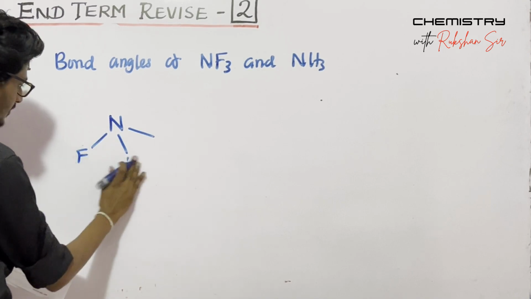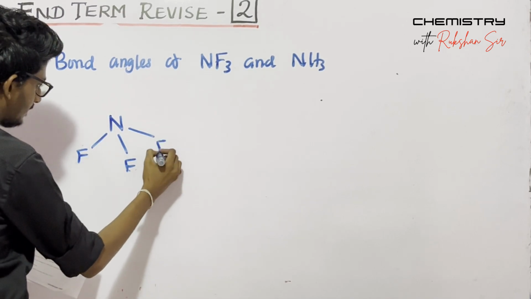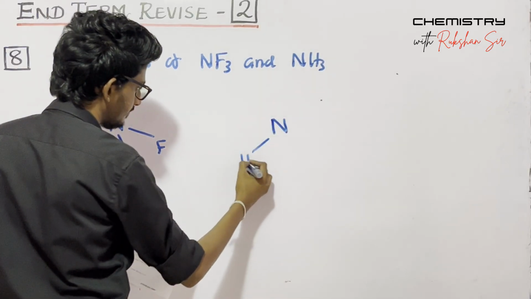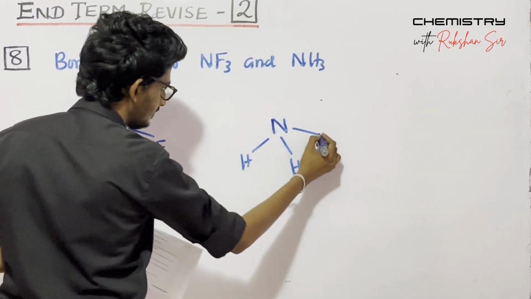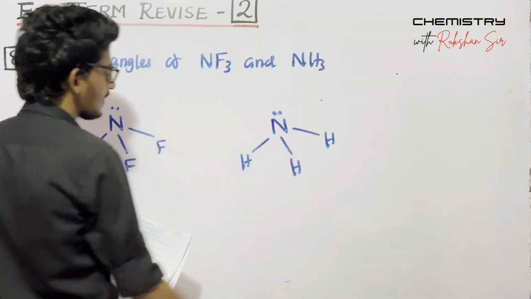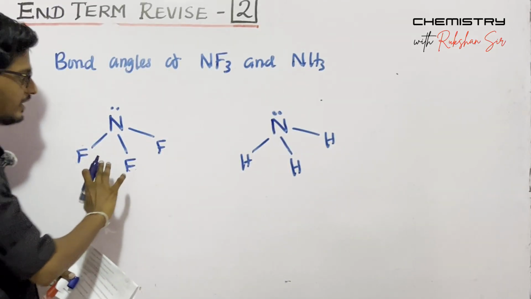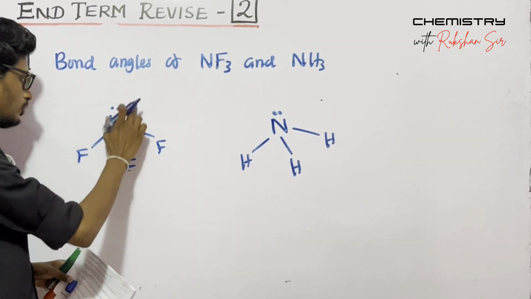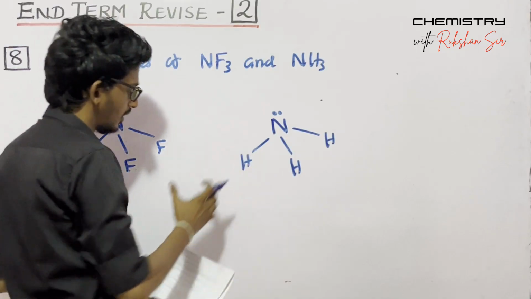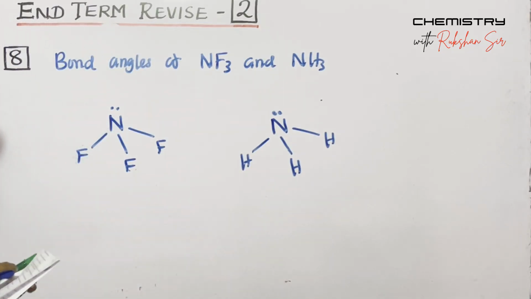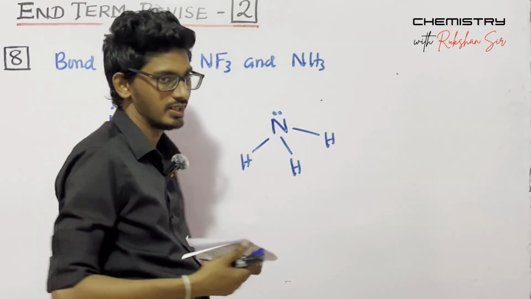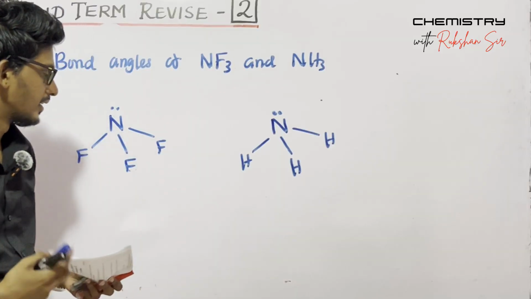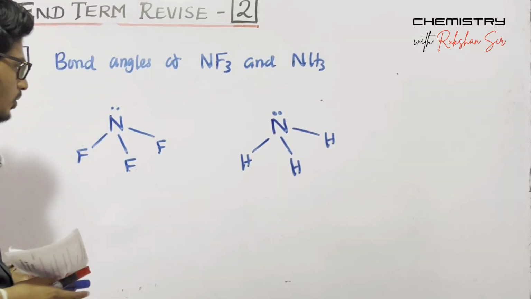Just consider NF3. This is NH3. The two values are very close to 107, which is 109 minus 2 per lone pair. But one is with a slightly greater angle and one is with a slightly smaller angle. Let's discuss which one is with a slightly greater or slightly smaller angle.